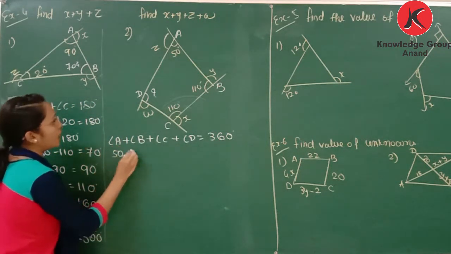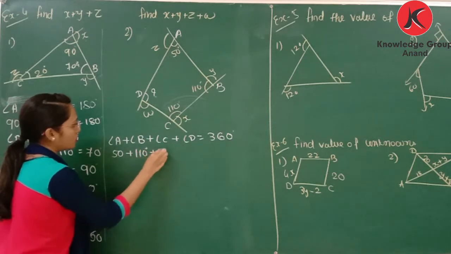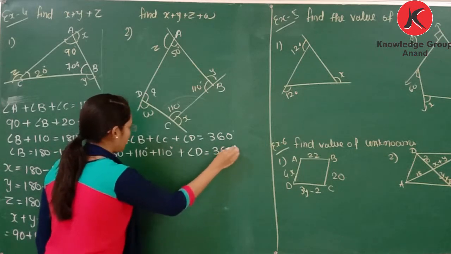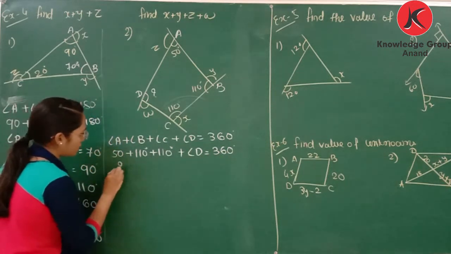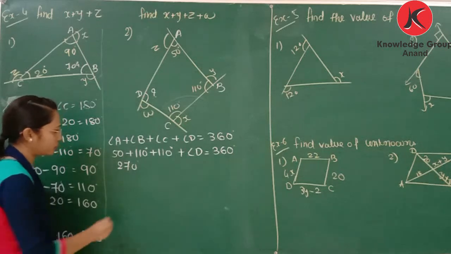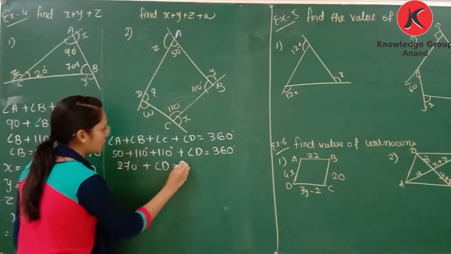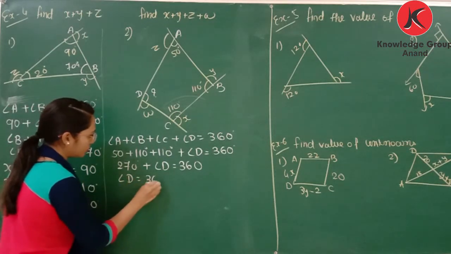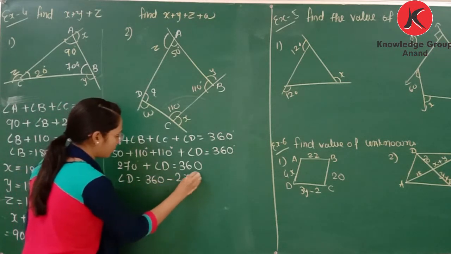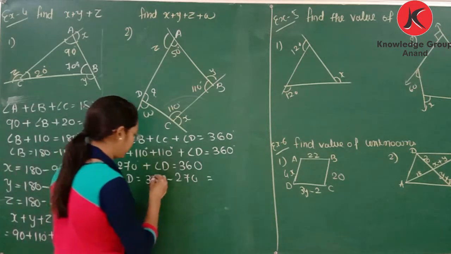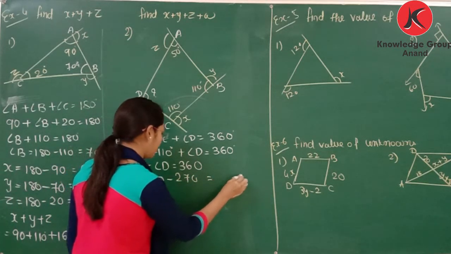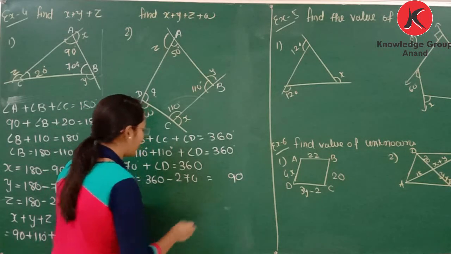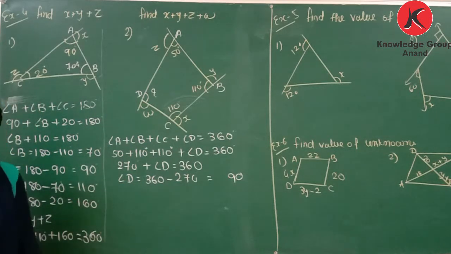Angle A is 50, angle B is 110, C is also 110, and angle D is not given. So addition of this, 270 plus angle D is equal to 360. Now 270 on the right side, 360 minus 270, that is 90. Angle D is of 90 degree.